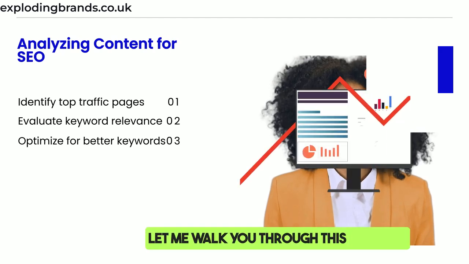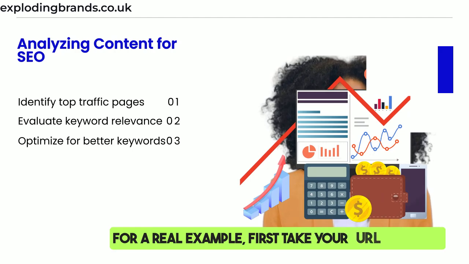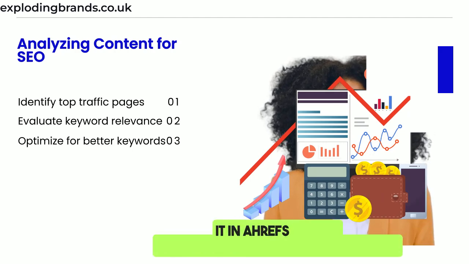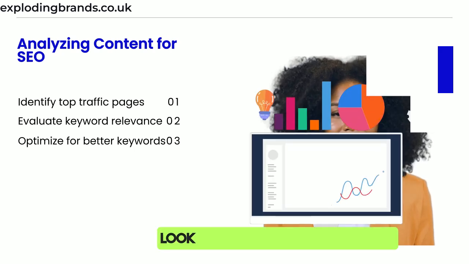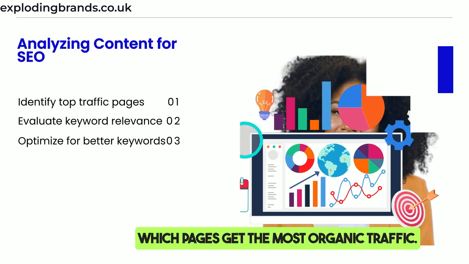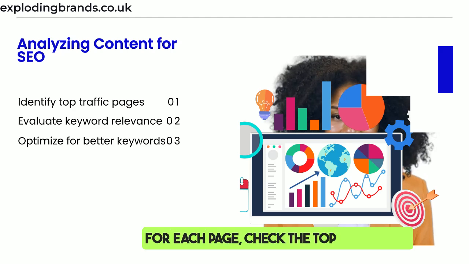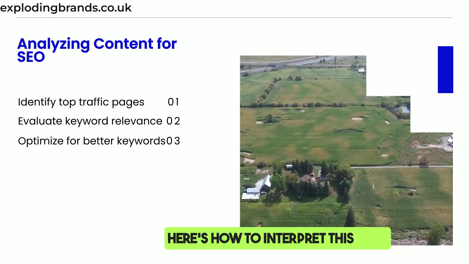Let me walk you through this process for a real example. First, take your URL and enter it in Ahrefs, SEMrush, or the free alternative Ubersuggest. Look at the top pages report to see which pages get the most organic traffic. For each page, check the top keywords to see what terms are driving traffic. Here's how to interpret this data.